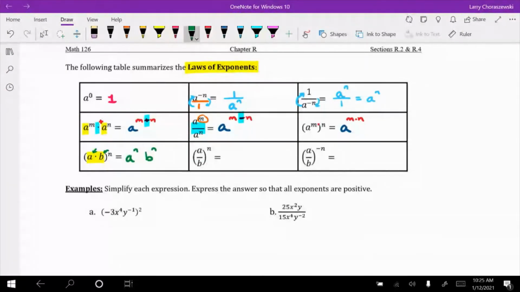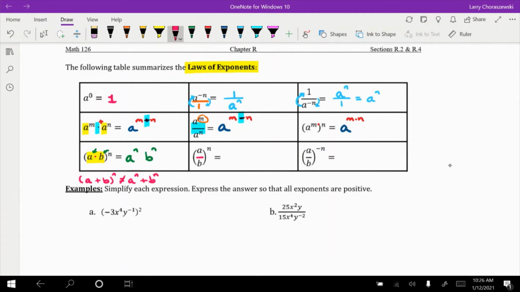Now that brings me up to an anti-property. This will only work if it's multiplication or division, which I'll get to in a second. It does not work with addition or subtraction. So if this were a plus b to the power of n instead, we would not be able to distribute n to each of those variables. All right, so I'm going to say this is not equal to a to the n plus b to the n.